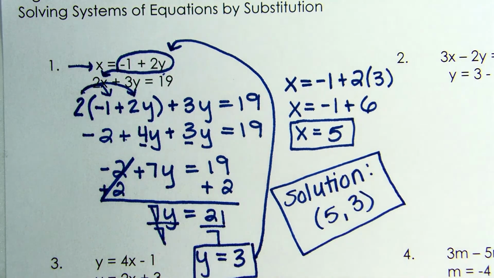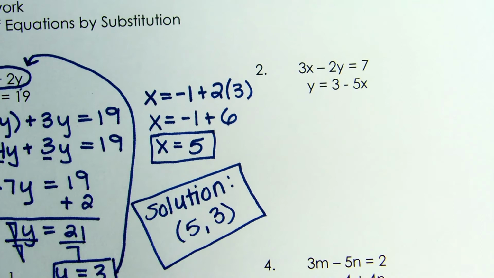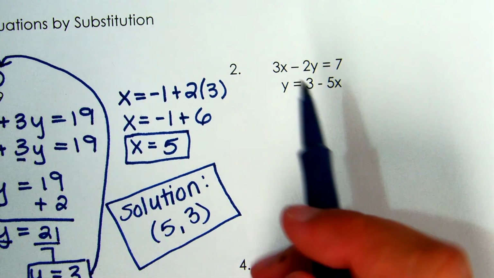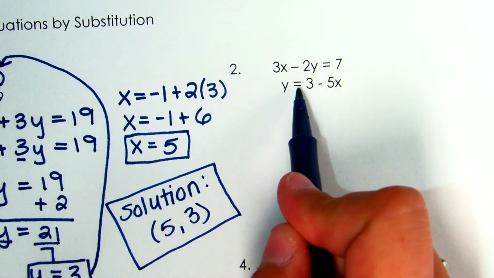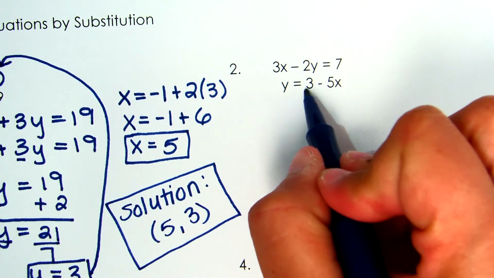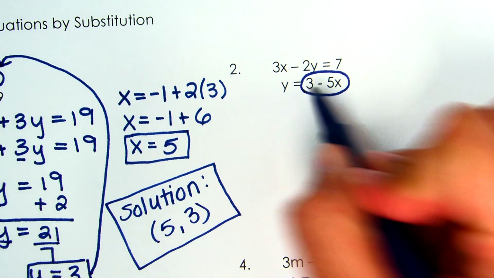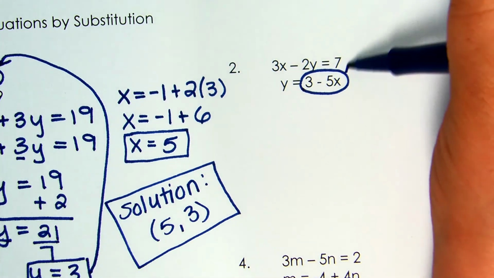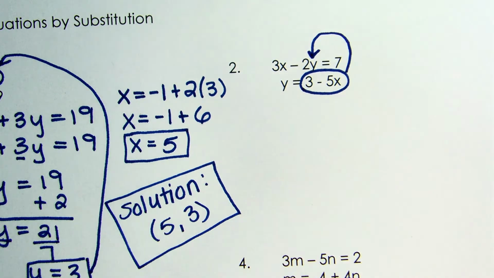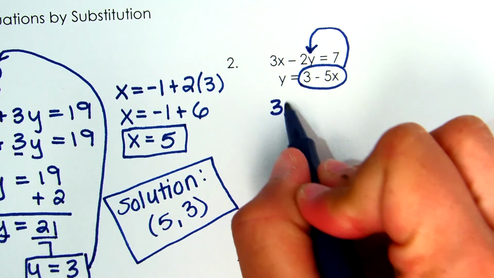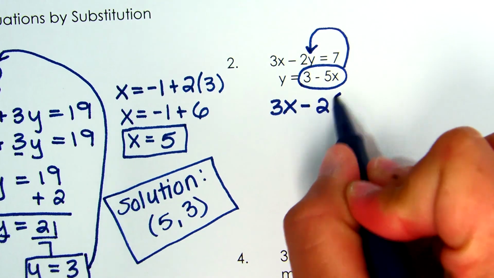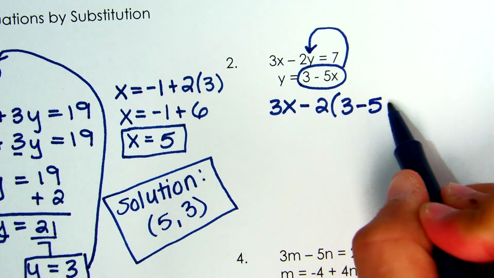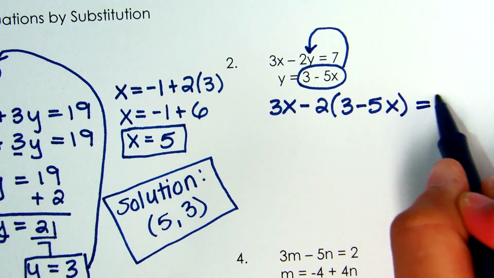Now, let's move on to number 2. Number 2, I need to pick the equation that has a variable alone on one side. So I have y equals, y is alone. So that means that 3 minus 5x can be written anywhere there's a y in the other equation. So I'm going to plug it in for y and rewrite. So I have 3x minus 2 times, instead of y, I'm going to write 3 minus 5x, and it is equal to 7.